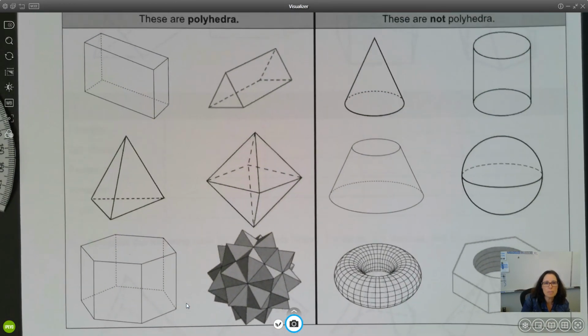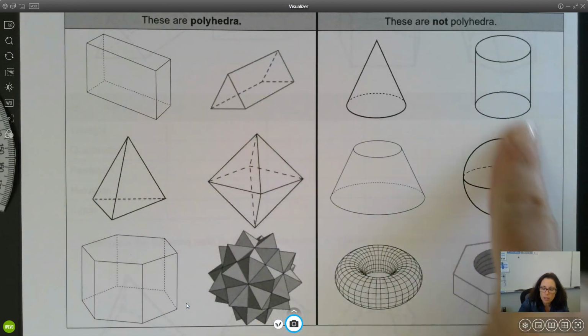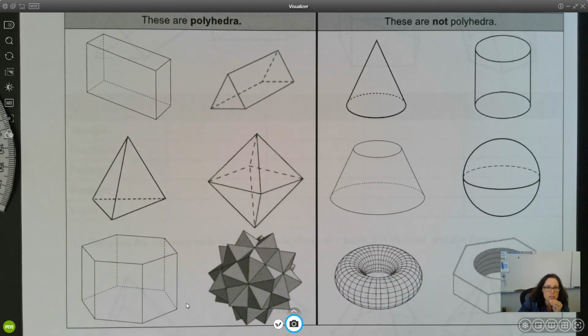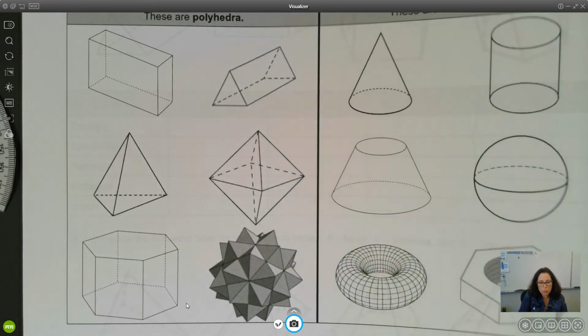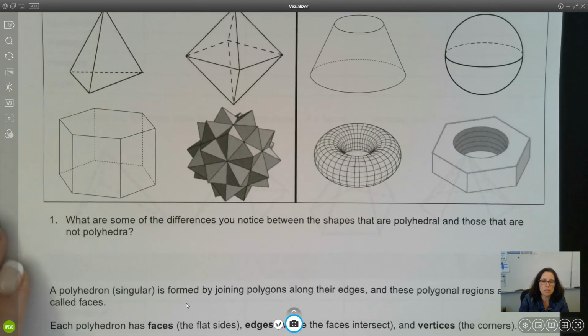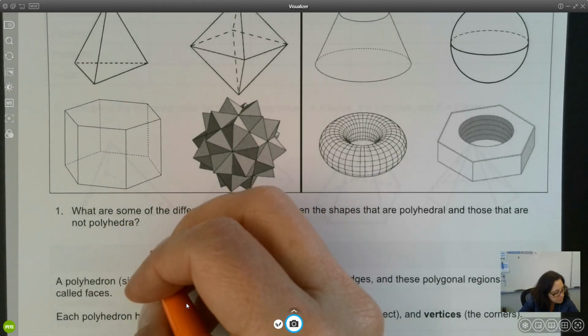Let me make sure that top there is showing. These are polyhedra. These are not polyhedra. What do you see might be the condition to be considered a polyhedra? And what makes these not? Anything sticking out for you? Okay, so number one says, what are some differences you notice between the shapes that are polyhedra and those that are not polyhedra?